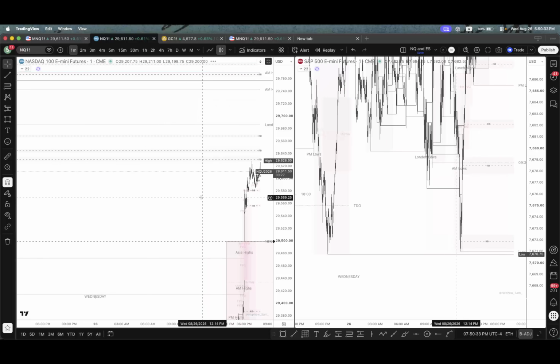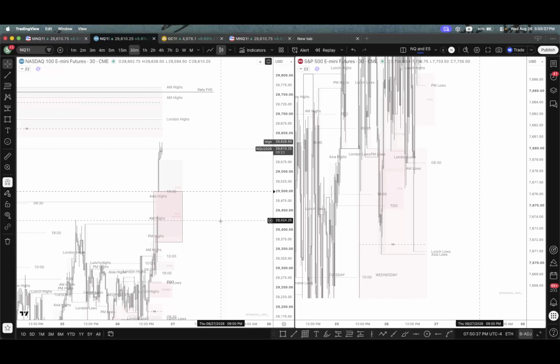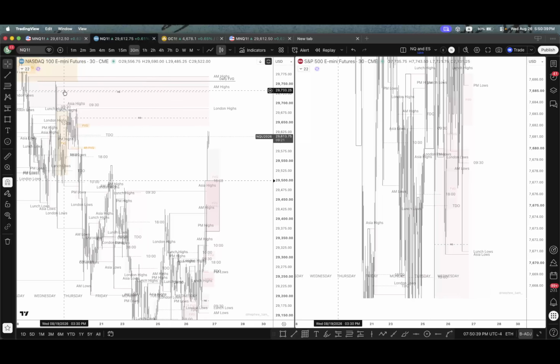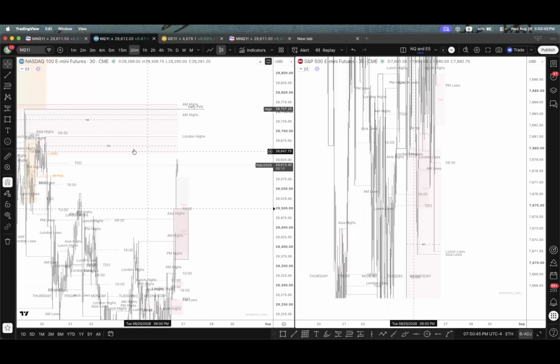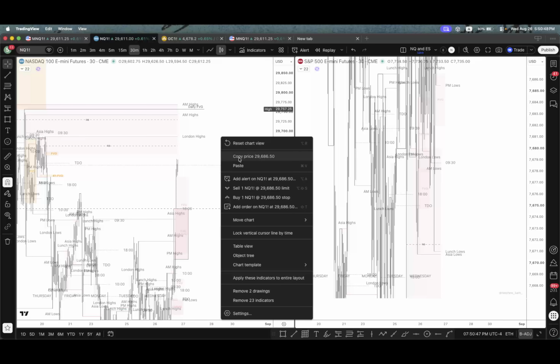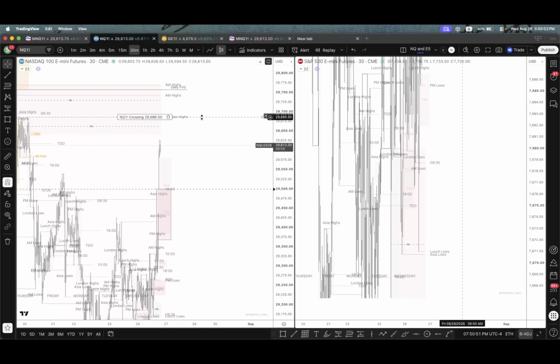In terms of shorts, could we take a short? Let's see. We have London highs. So I would say we could look for a good rebalance short after we take out London highs. I'm just going to set an alert right here. So either we take out this or we take out this, but when we do take out one of these, I'll be looking for a trade.